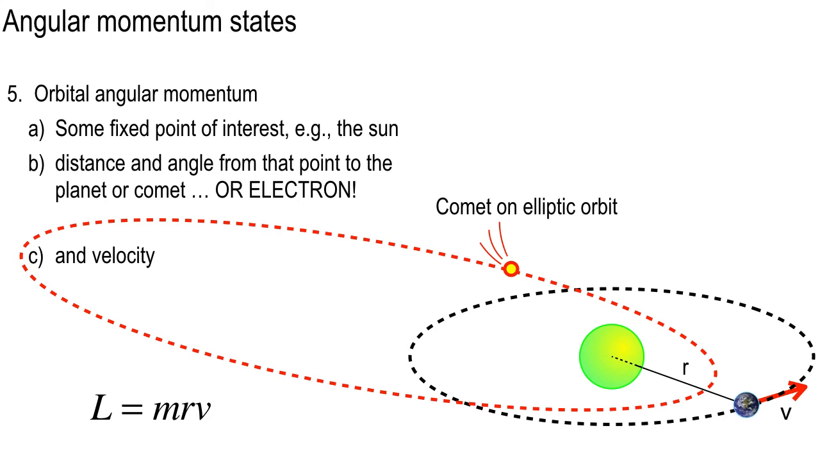What is r times mv? What is mv? That's momentum. So the angular momentum is r times the regular momentum. Torque is r times the regular force. And there's a bunch of geometry, but on a circular orbit, you don't need any trig. It's just m times rv. Okay, so that's orbital angular momentum.